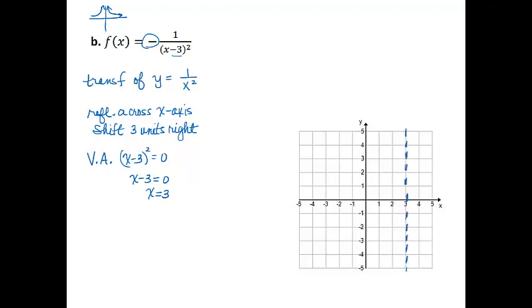And then a horizontal asymptote, notice that the degree of the denominator is larger than the degree of the numerator, which tells us the horizontal asymptote is the equation y equals 0. And again, because we didn't have a shift up or down, that horizontal asymptote of the basic function did not get shifted up or down anywhere. So our horizontal asymptote remains y equals 0.